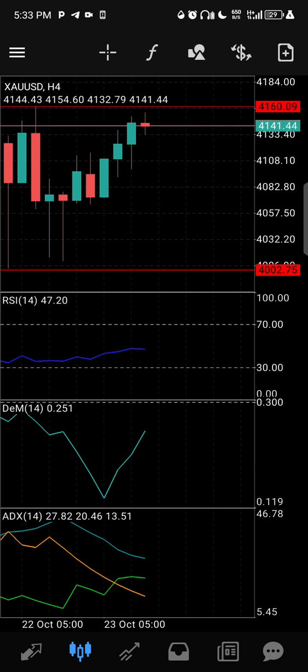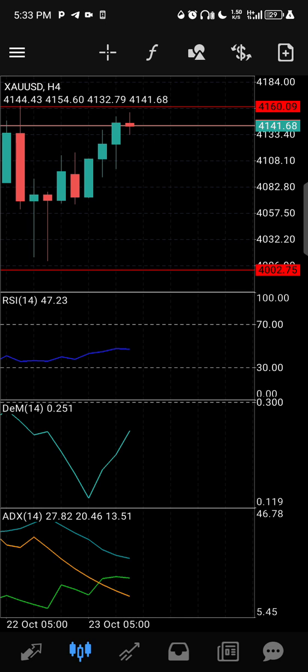This is a doji candle. So we're just going to leave it and wait for the price to break this resistance. As soon as the price breaks this resistance and goes up, then we'll take our trade. That is a clear sign of a bullish trend.